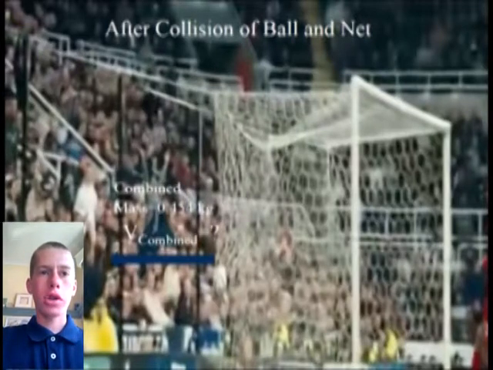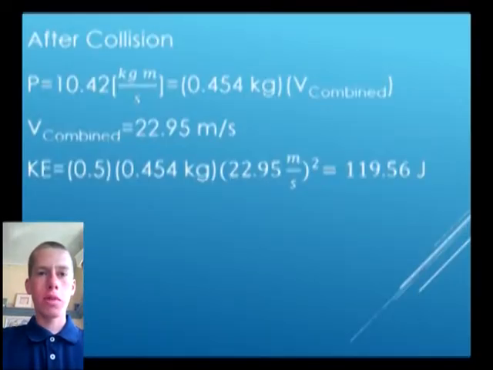After the collision, when the ball strikes the net, the combined mass of the ball and net is 0.454 kilograms, but we do not know the combined speed of the ball and net. According to the law of conservation of momentum, the momentum after the collision must still equal 10.42 kilogram meters per second. Inserting this into the momentum equation P equals mv, we find that the combined speed of the ball and net is 22.95 meters per second after the collision. Then, this combined speed can be inserted into the kinetic energy equation along with the combined mass to find a kinetic energy of 119.56 joules after the collision.